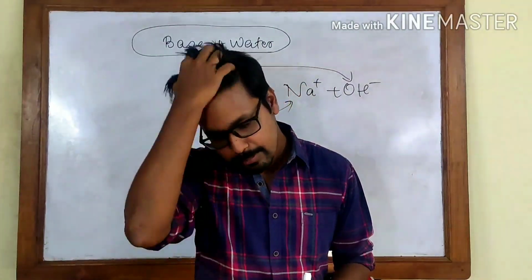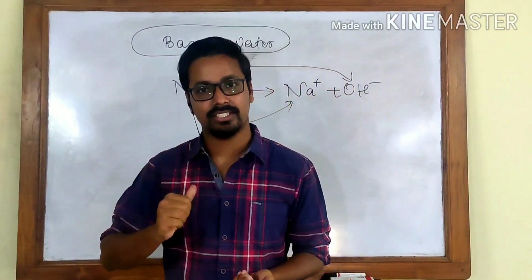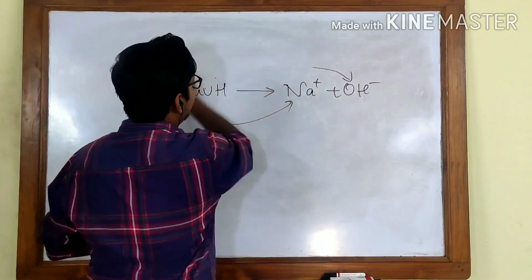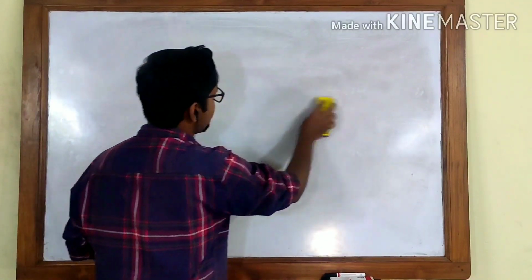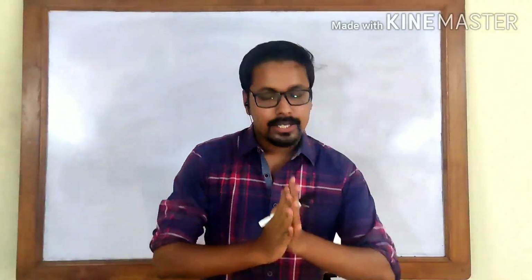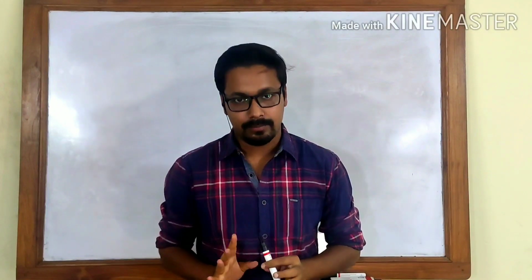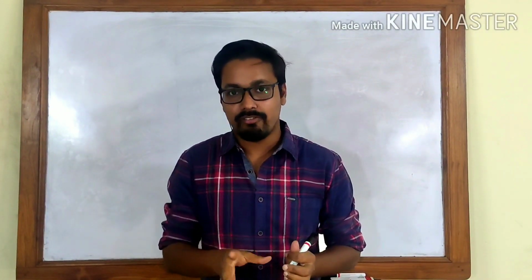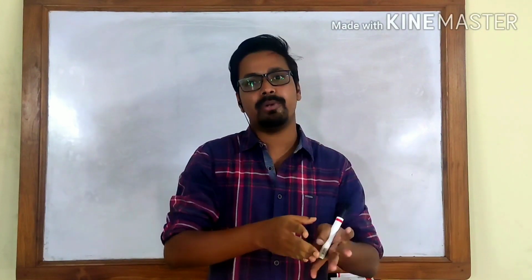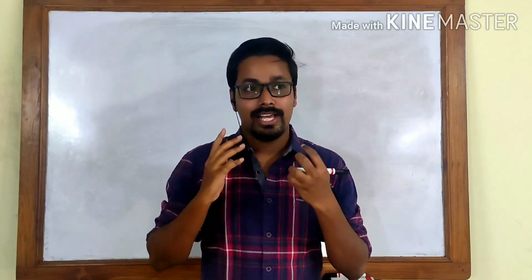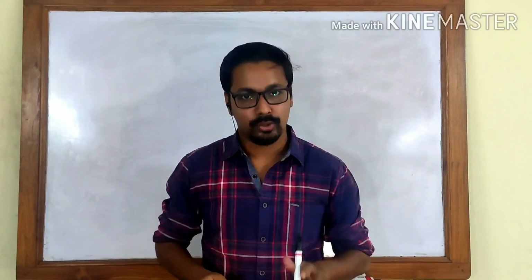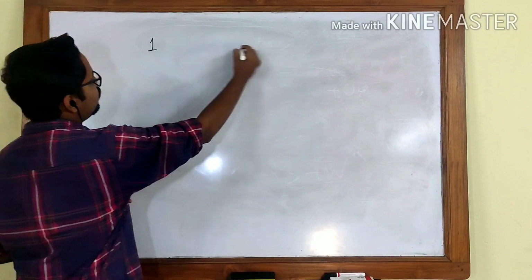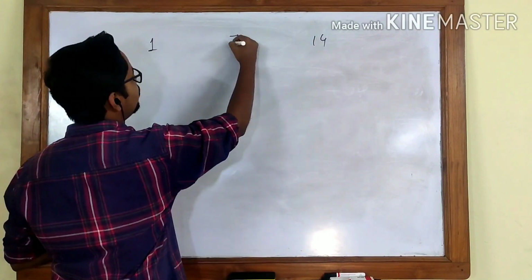Now let us move into a very important topic, that is pH, which I have discussed earlier. pH is a measurement. Just like temperature is a measurement of heat, pH is a measurement of the amount of acidity or basicity in a solution. As I said earlier, the range of pH lies between 1 to 14. The central value is 7.